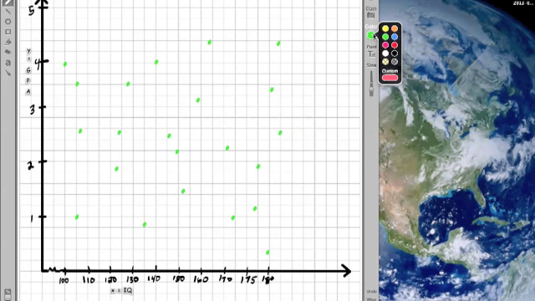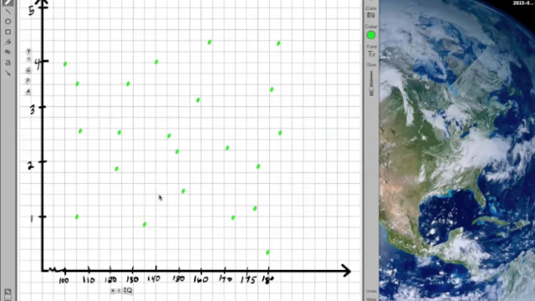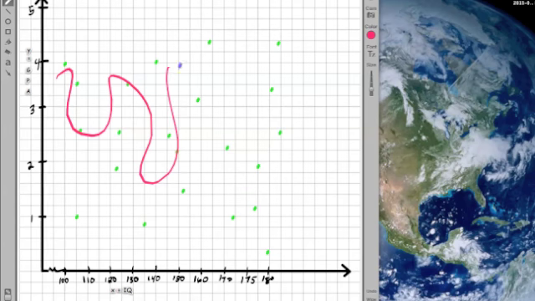Let's look at one more. So if we have x equals IQ, starting with 100 and going up to 180, and y equaling GPA, or grade point average, we can see that there are dots all over the place. So if you have 180 IQ, that doesn't necessarily mean you're going to have a higher GPA.